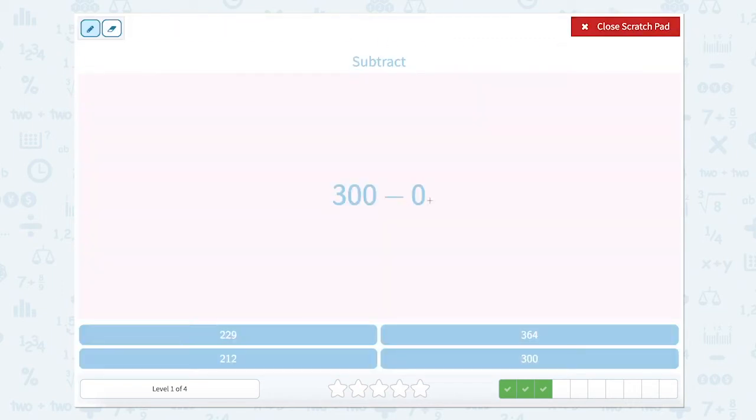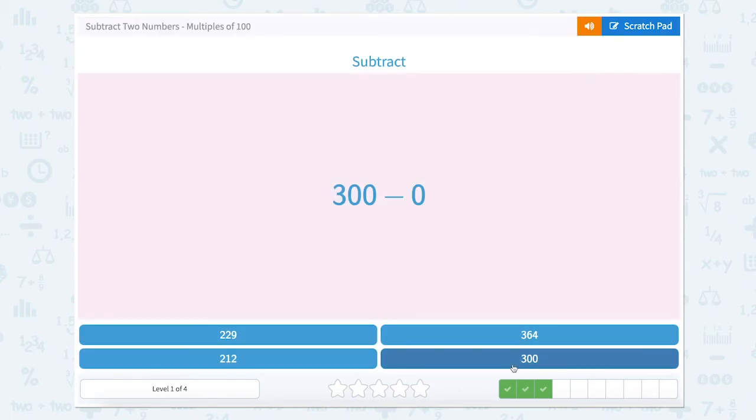Now we're going to subtract here. We have 300 minus 0. Well, there's no tens and no ones. So if we have 300 and we're taking nothing away, well, we're going to be left with 300.